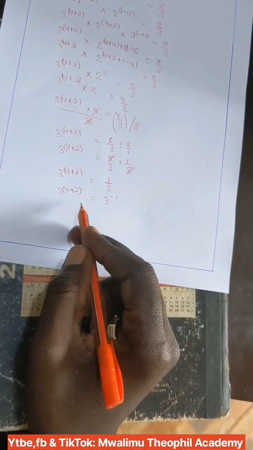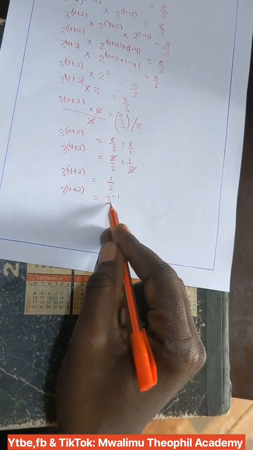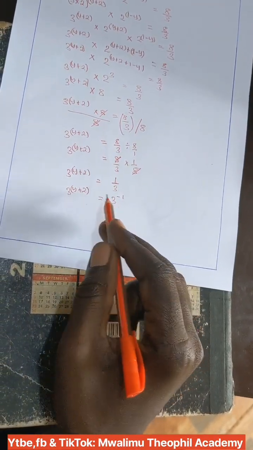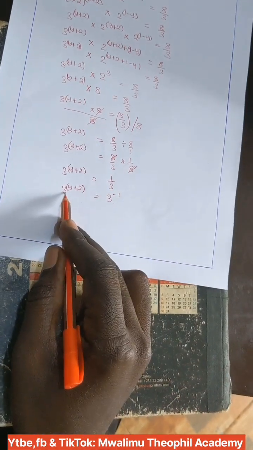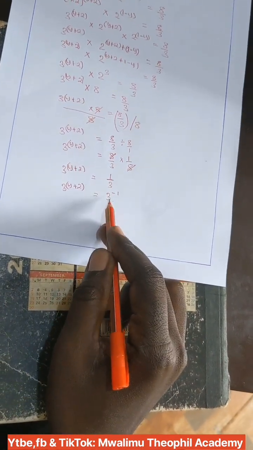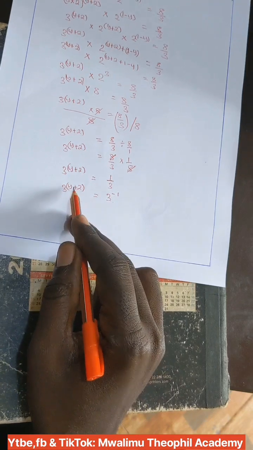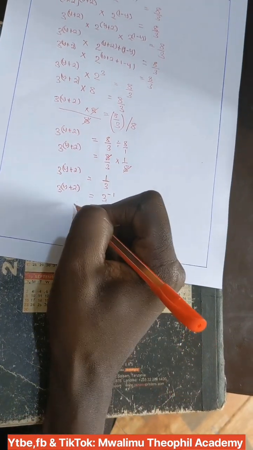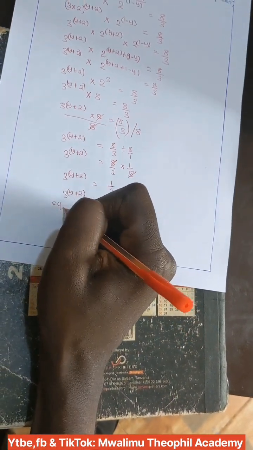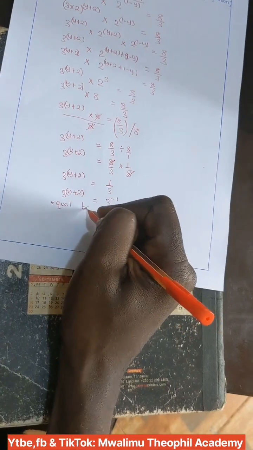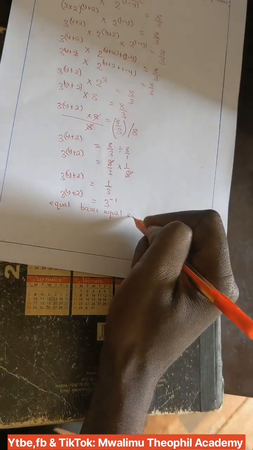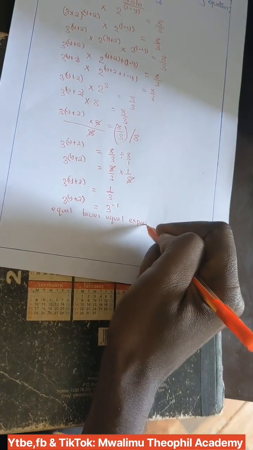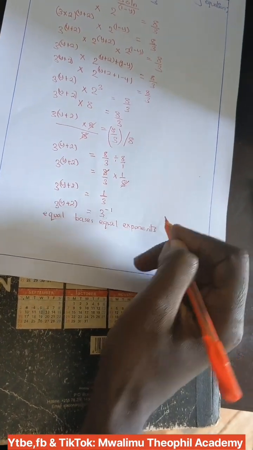And it is known that when the bases are the same, also the exponents will be equal, meaning as here the base is 3 and here the base is 3, it means that even the exponents are equal, meaning y plus 2 is equal to negative 1. So we say that equal bases, equal exponents.